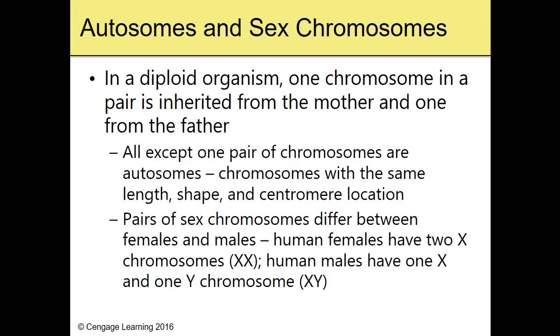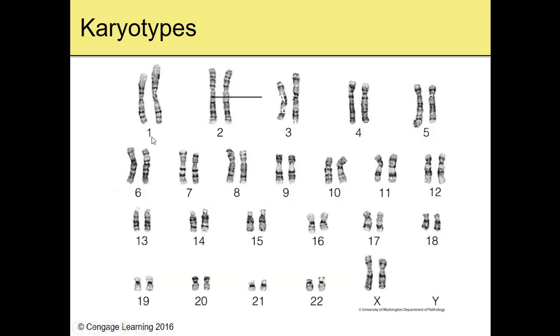So in a diploid organism, an organism that has one set of chromosomes from mom and one set of chromosomes from dad, one pair is inherited from the mother, one pair from the father, okay? I'm going to go back to this picture real quick. All the chromosomes from pairs 1 through 22 are known as autosomes. That means they're the body chromosomes. And all pairs 1 through 22 are homologous, meaning that they have the same genes on them.